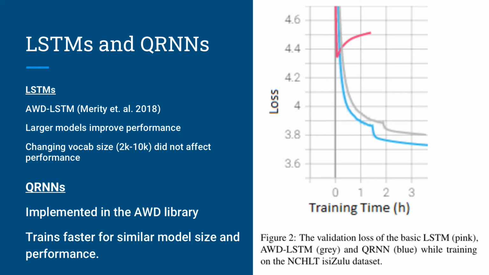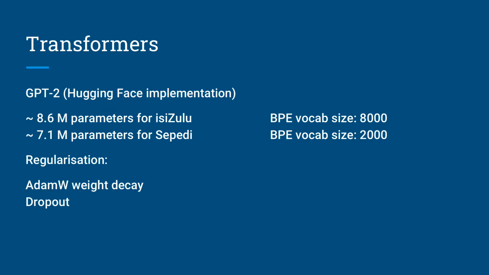Following this, we also tested the QRNN models and found that they trained slightly faster whilst still achieving strictly lower loss metrics than either the basic or AWD LSTM variants. For our transformer model, we used the Hugging Face implementation of the GPT-2 architecture. The model hyperparameters were carefully optimized, and in the end, the best performing isiZulu and Sepedi models had similar total parameter counts. For regularization, we tuned the weight decay parameter of the AdamW optimizer and the dropout probability applied to all weights of the model.